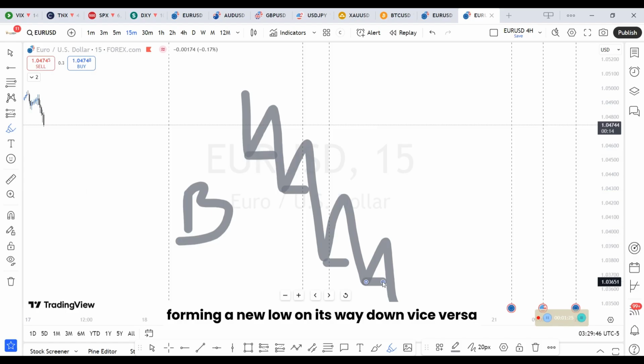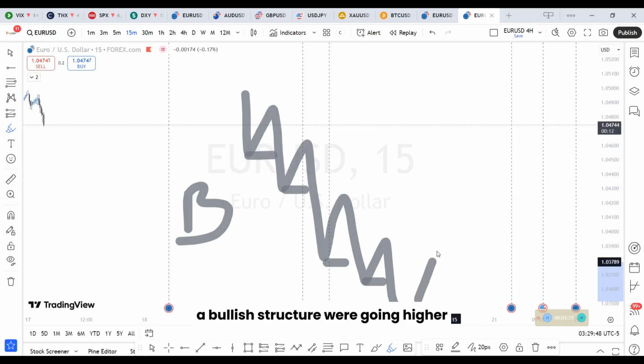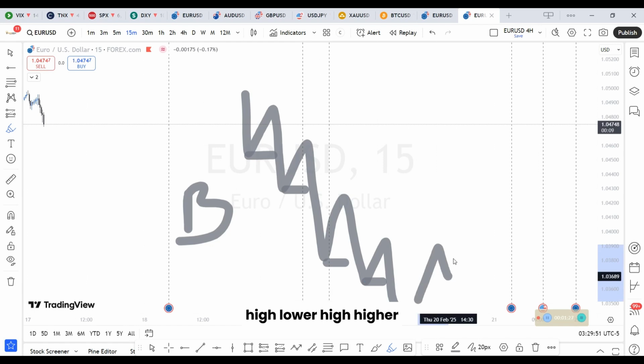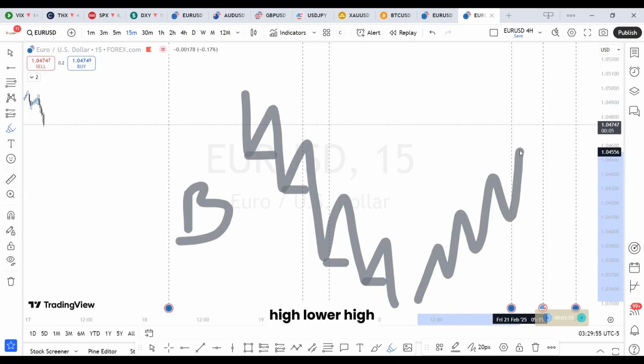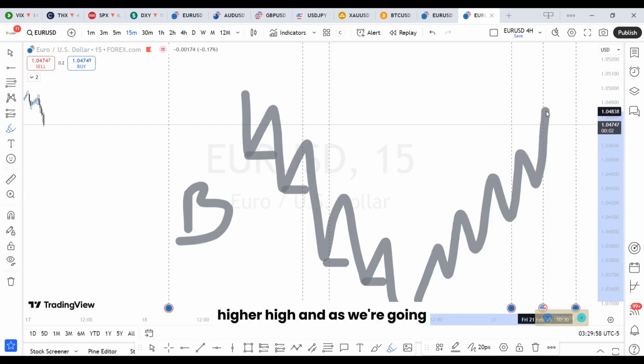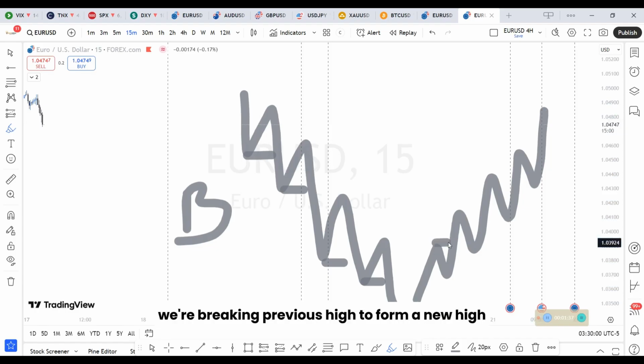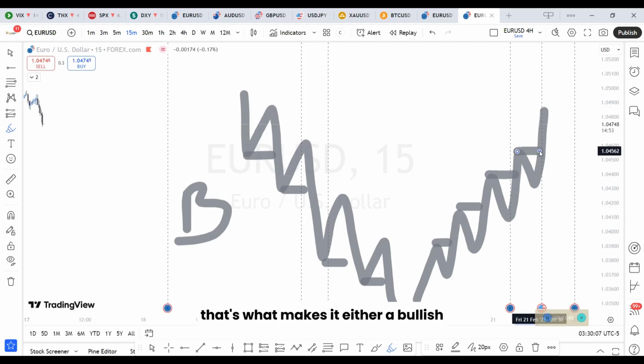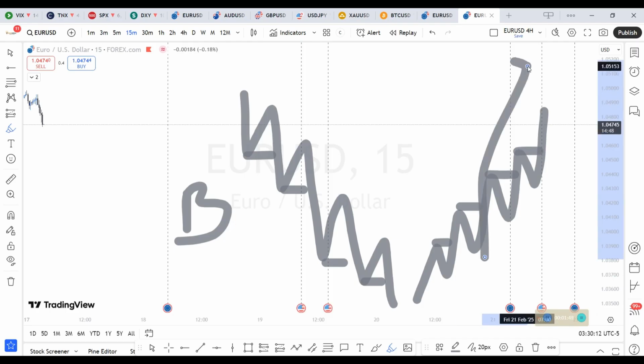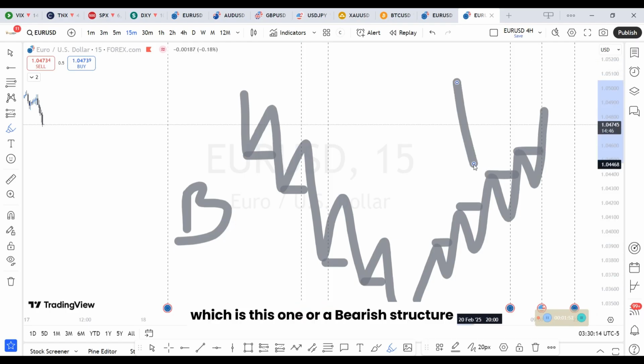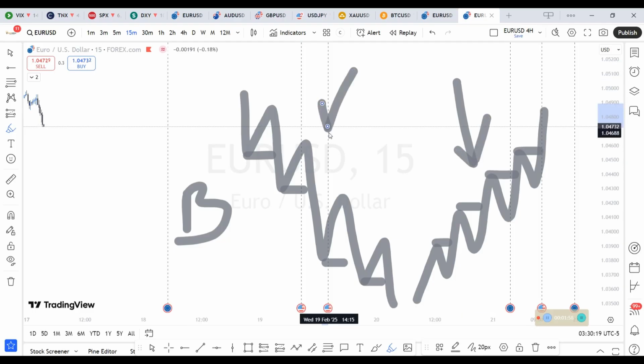Vice versa, a bullish structure: we are going higher high, lower high, higher high, lower high, and so on. And as we are going, we are breaking the previous high to form a new high. That's what makes it either a bullish structure, which is this one, or a bearish structure, which is this one.